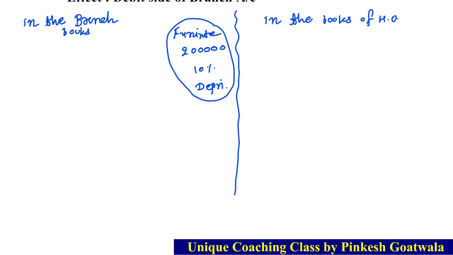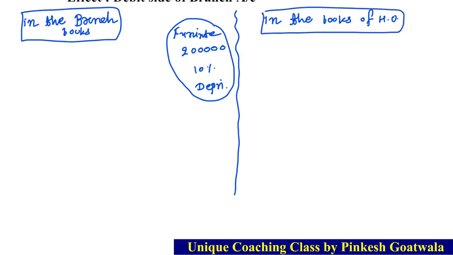Who uses the furniture? It is used by branch, but it is kept in the books of head office. Head office has shown it in its book, but it is used by branch. So at the end of the year there is a 10% depreciation. So what will be the effect in the books of branch? First of all we know the basic journal of depreciation. What will be the basic journal of depreciation? Depreciation to furniture. It is the basic journal of depreciation. Here the same journal, depreciation to furniture.